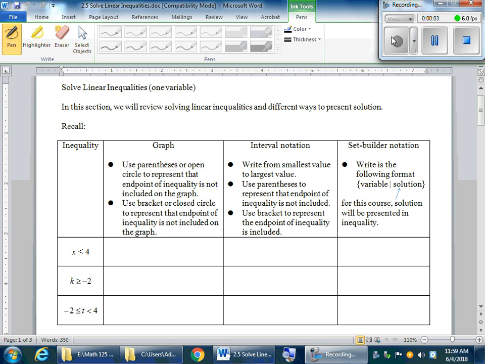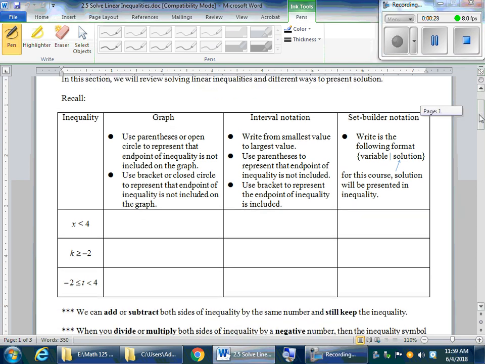2.5. Solve linear inequalities in one variable. In this session we will review solving linear inequalities from Math 115, which is elementary algebra. The main thing that you need to learn is how to write the solution in 3 different ways.